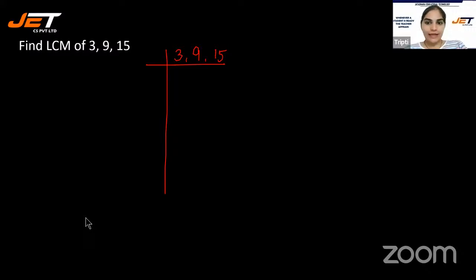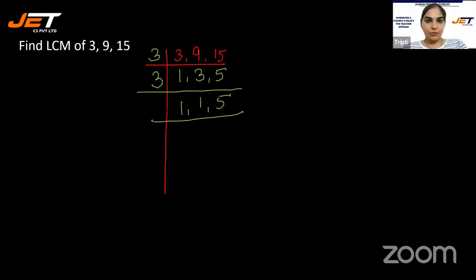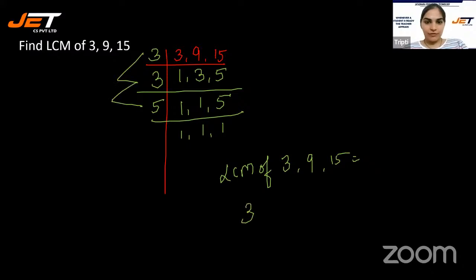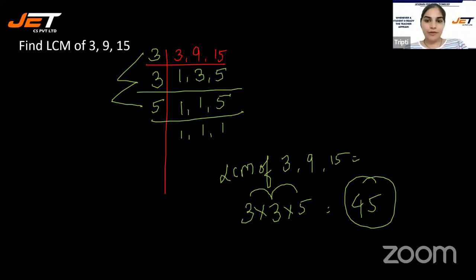All right. So I can see here that none of them is divisible by 2. I'll take the next number, which is 3. 3 times 1 is 3. 3 times 3 is 9. 3 times 5 is 15. 3 again. 3 ones are 3. 5 is not there, so I have written 5 only. 5 times 1 is 5. So here the LCM of 3, 9 and 15 is equal to 3 times 3 times 5. 3 times 3 is 9. 9 times 5 is 45. The LCM is 45. Very good.